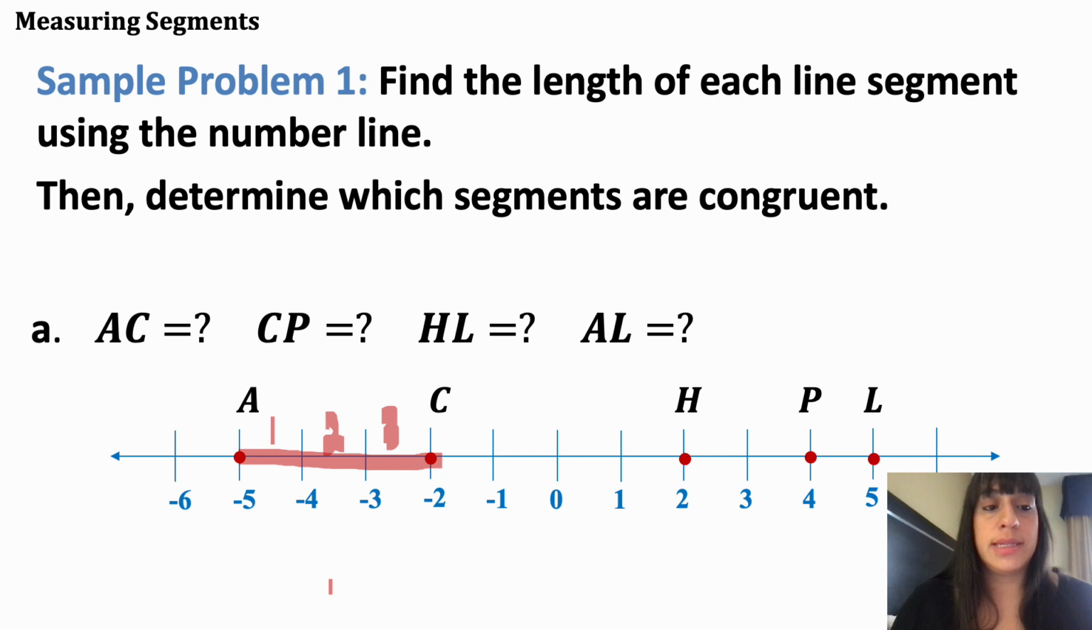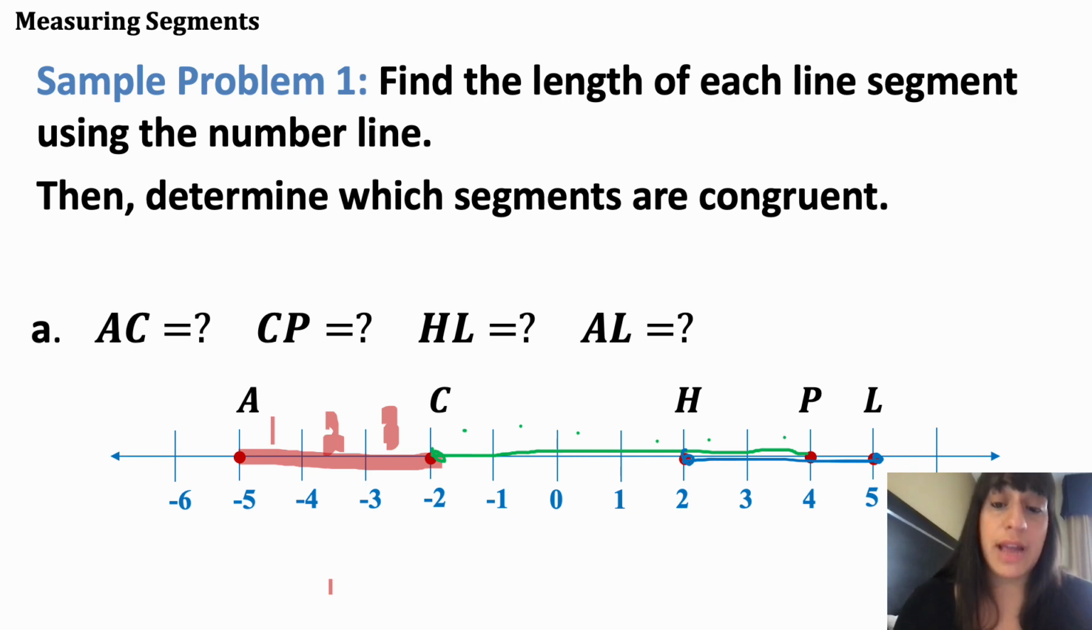For CP, this distance from here to here, we can count 1, 2, 3, 4, 5, 6 spaces. H to L, this line segment, we count 3 spaces. And A to L is this whole distance. If we count those all, it would be 10.